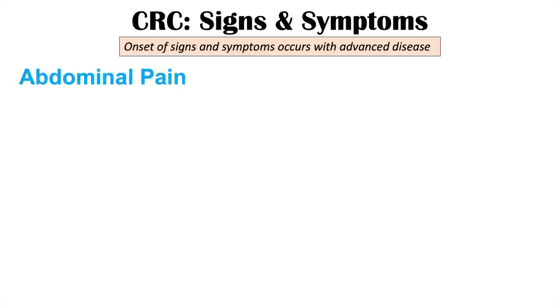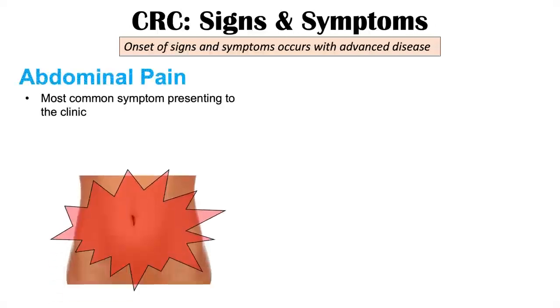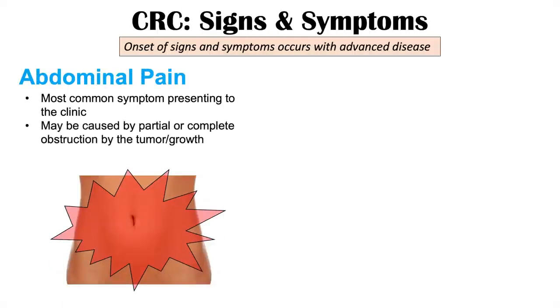One of those symptoms is going to be abdominal pain. So oftentimes abdominal pain is going to be the most common symptom that presents to the clinic. And oftentimes that abdominal pain may be caused by a partial or complete obstruction by the tumor or the growth. Or the pain may be related to invasion of the tumor into the peritoneum. That could also be a reason for that abdominal pain as well.